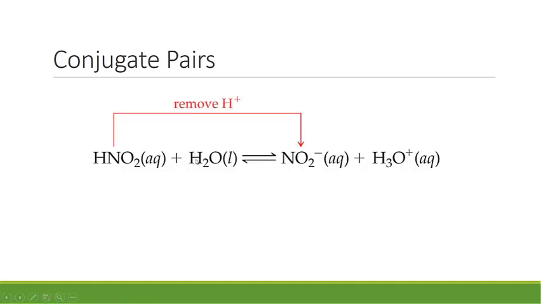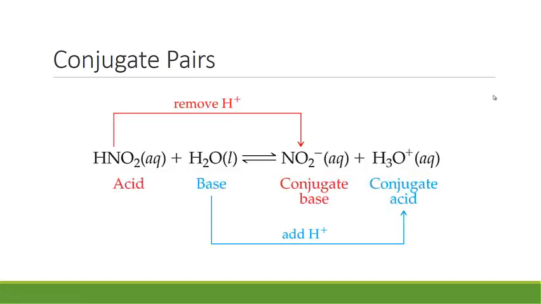Okay, H2O water is going to gain that hydrogen ion that was given up there. So we can name these. We can say, here's our acid, it's giving it up. Our base is going to accept it. What's left when the acid gives up its hydrogen is a conjugate base. And then here was our base.